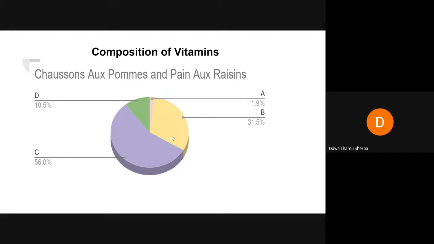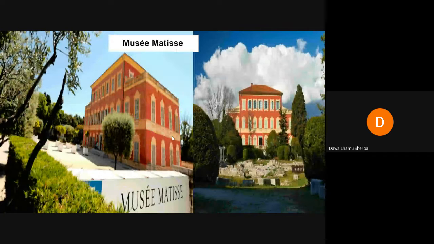So lastly, we have the composition of vitamins, where vitamin C has the maximum content, 56.60%, vitamin A 1.9%, which is the least, vitamin B 31.5%, and vitamin D 10.5%.